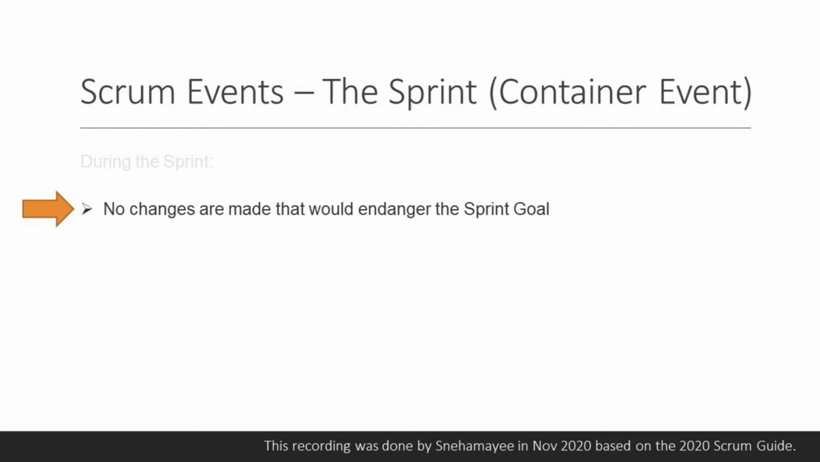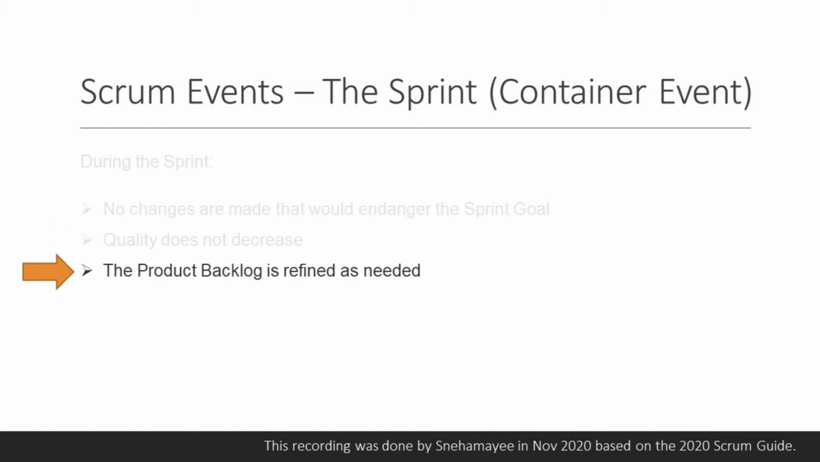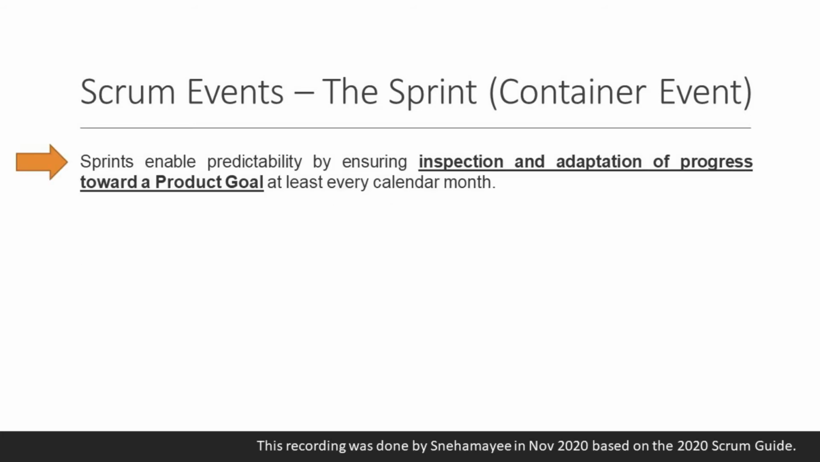During the sprint, no changes are made that would endanger the sprint goal. Quality does not decrease. The product backlog is refined as needed. Scope may be clarified and renegotiated with the product owner as more is learned. Sprints enable predictability by ensuring inspection and adaptation of progress towards a product goal at least every calendar month.